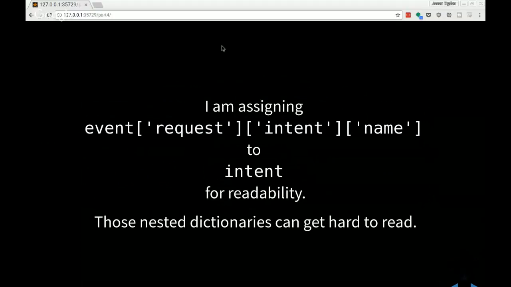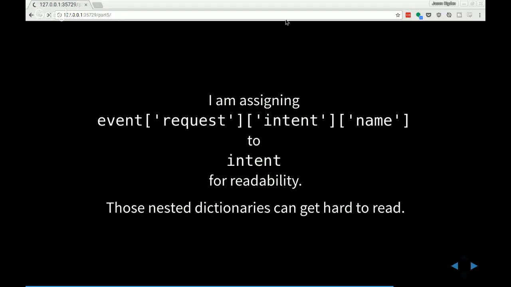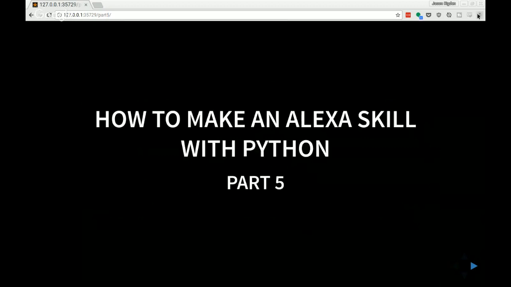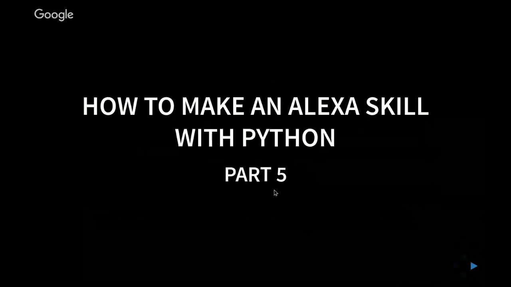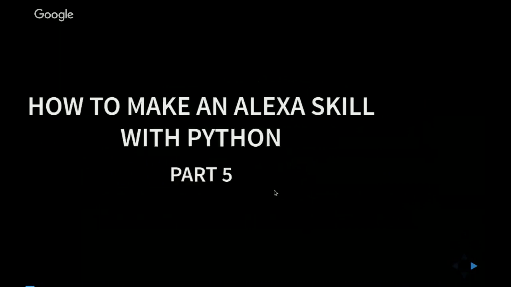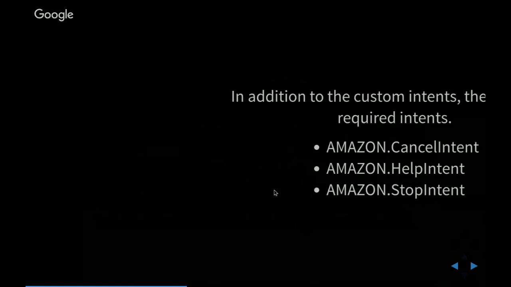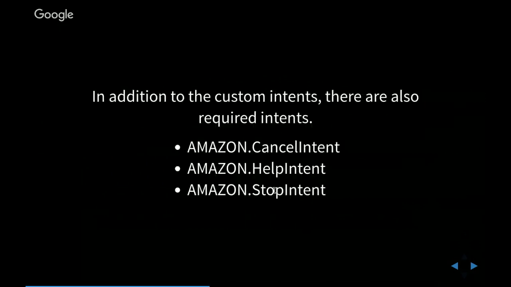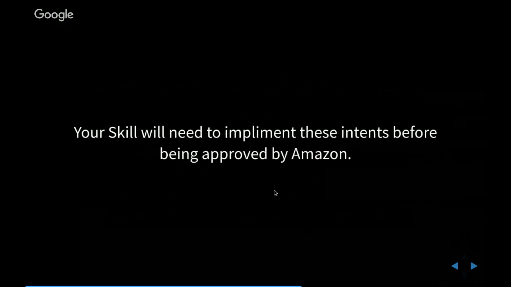All right. We're going into part 5 now. Part 5 is required intents, the required built-in intents. In addition to the custom intents, there are also required intents. Amazon requires a cancel intent, a help intent, and a stop intent. Your skill will need to implement these before being approved by Amazon.